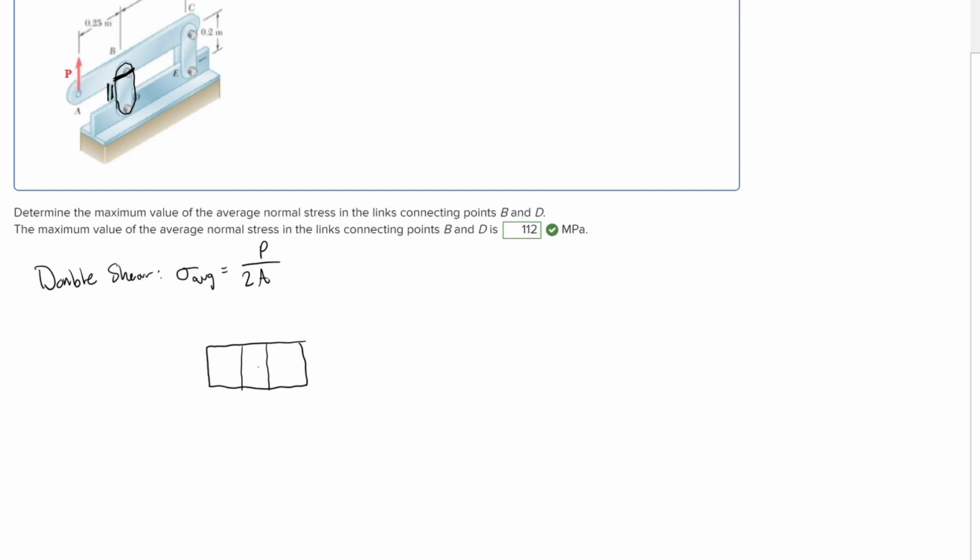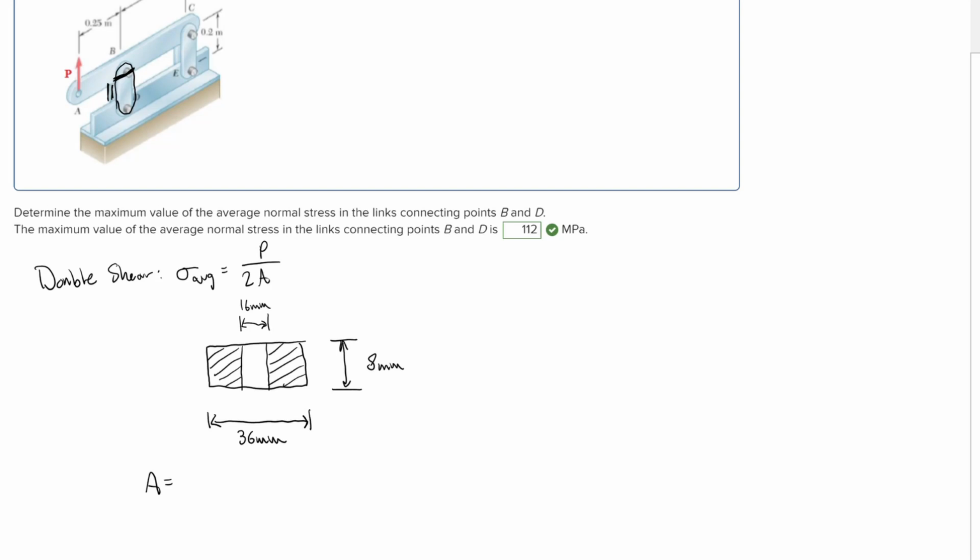So this is where the pin is in the middle, and then this is still metal on the other two sides of it. And we are given the diameter of the pin, so I'm going to draw that in, which is 16 millimeters. And we're also given the cross section of the link, the dimensions of the link, which is our height is going to be 8 millimeters, and our length is going to be 36 millimeters.